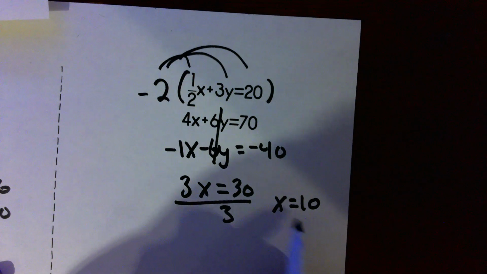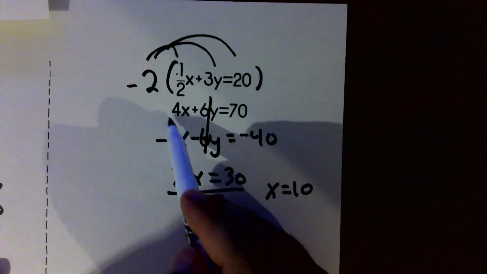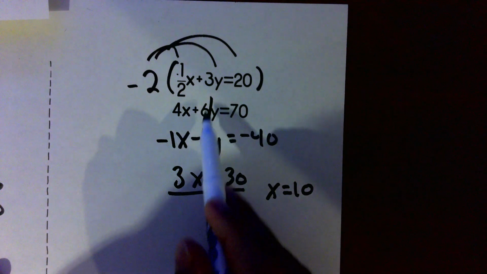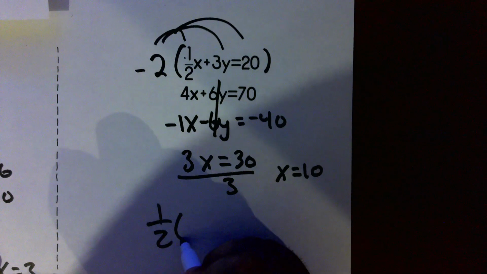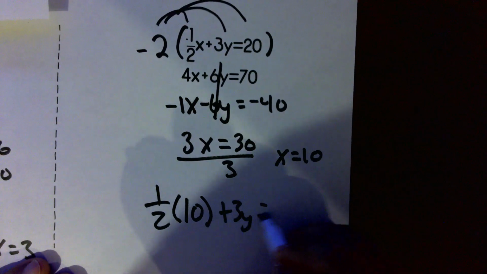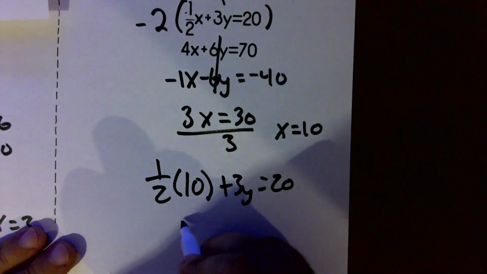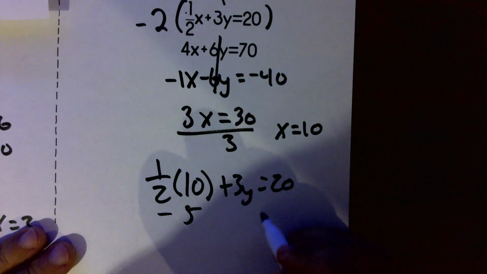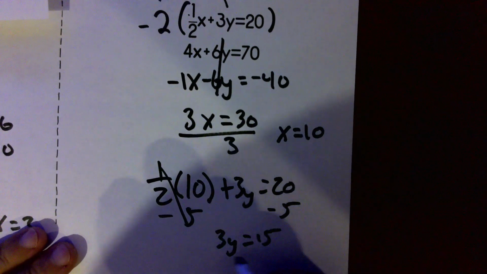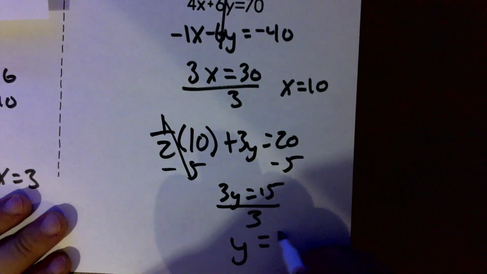Alright, I'm going to take the 10 and plug it into one of these equations. If you don't like fractions, you can plug it into the one with the larger number, but I can handle this fraction here. It's half of x, half of 10, right? Because x is 10, plus 3y is 20. Half of 10 is 5, so I'm going to subtract 5 from both sides. So 3y is equal to 15. Divide by 3, and I got my y value. 15 divided by 3 is 5.